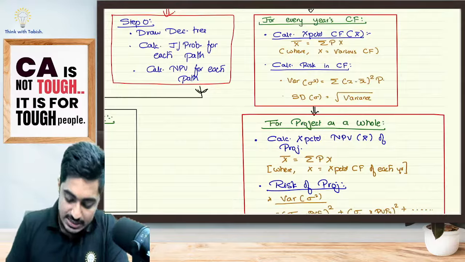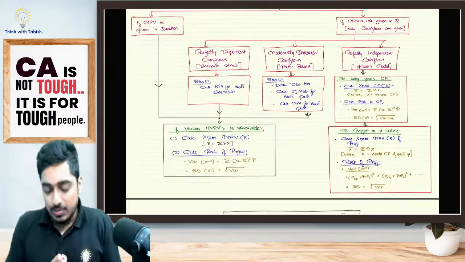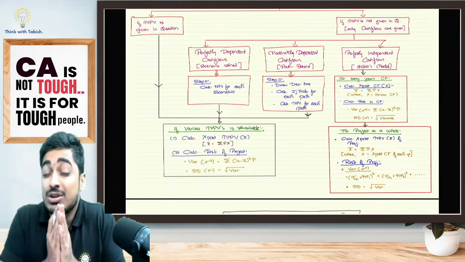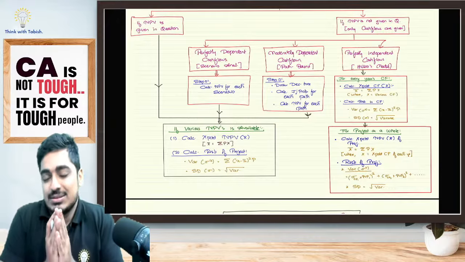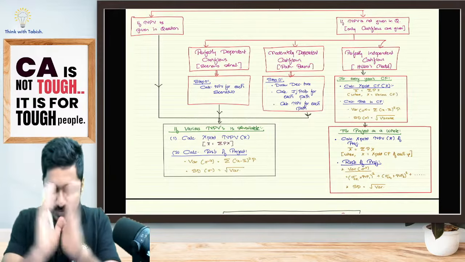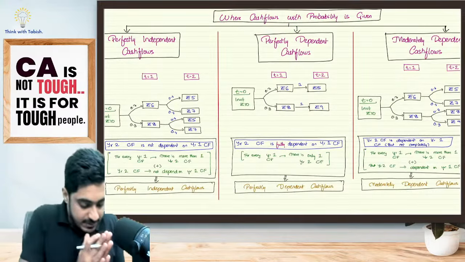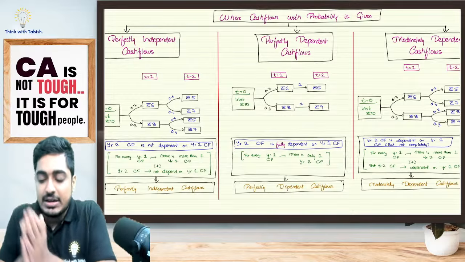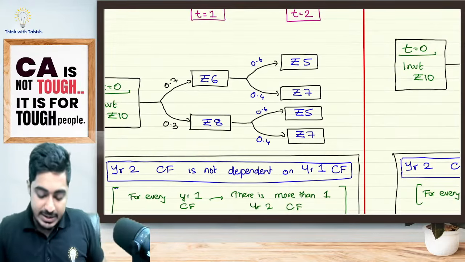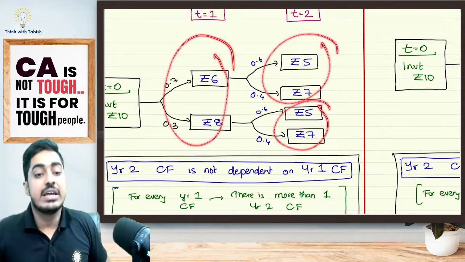Pay attention. Revision, I will summarize. Again, I am telling this topic requires more time. Extremely sorry from my end. I am not in a position to do justice to these topics, but in the given time, there is no option. So pay attention, students. Simple. First, I have to understand what the cash flow is. Is it perfectly dependent, perfectly independent, or moderately dependent? Now understand what is perfectly dependent. Doesn't matter whatever happens in the last year, these are the cash flows that can happen.